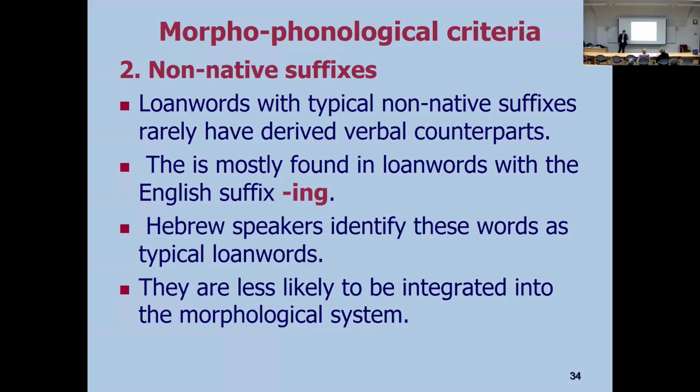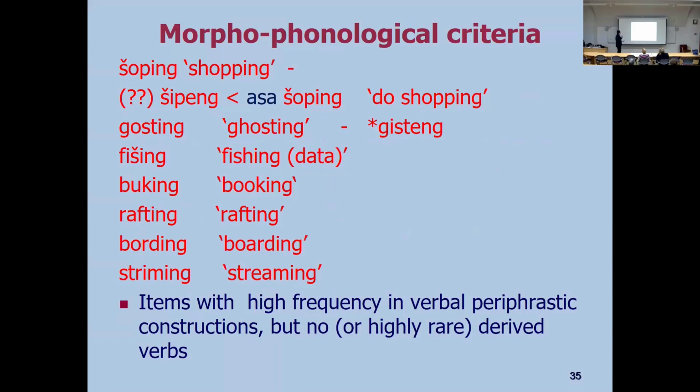And once they identify elements like -ing, which are typically non-native, typical of other languages, specifically English, they tend to reject them from the verbal system, so they are less likely to be integrated. Again, I have some contrasting examples. So the word shopping, I did find a few examples of shipeng, to do shopping, but far less than asa shopping.